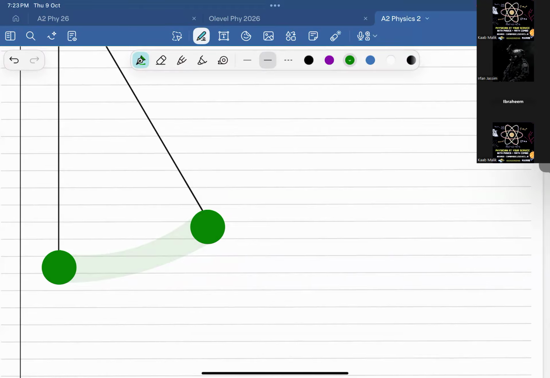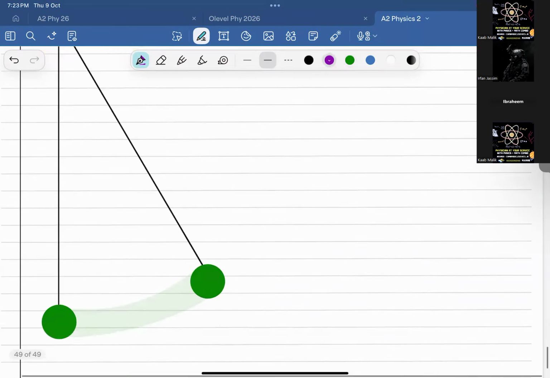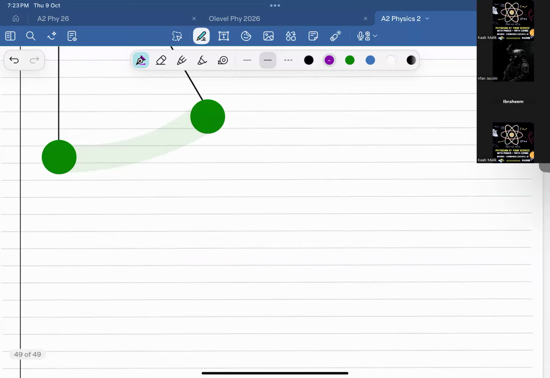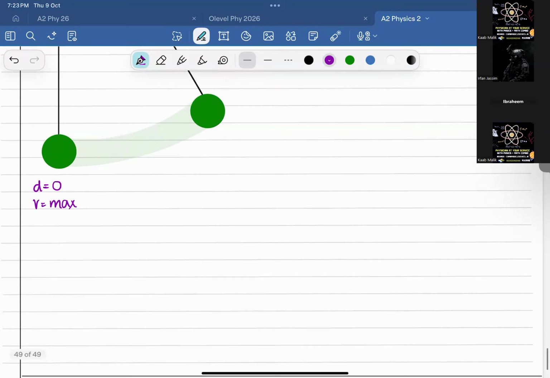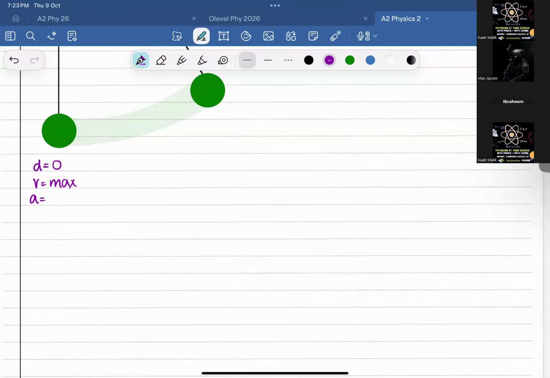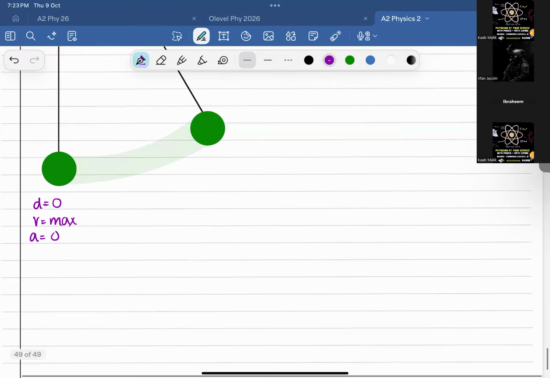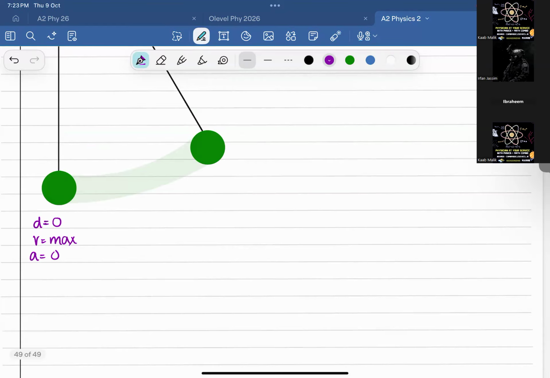So we know that the displacement will be zero at this position. And the velocity will be maximum at this position, right? From the previous knowledge, we know that. And we also know that the acceleration is also zero in this position, right? And as we move from the mean position to any one of the extreme positions, the displacement is going to be the maximum.